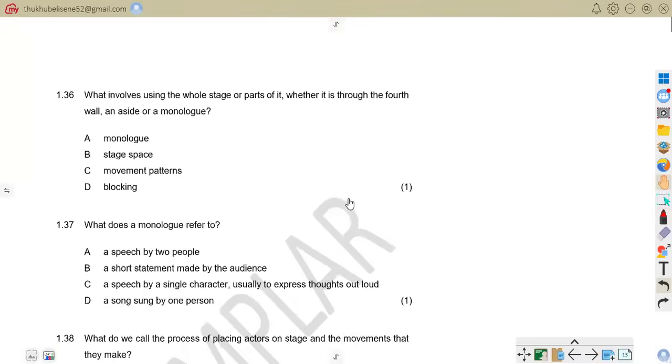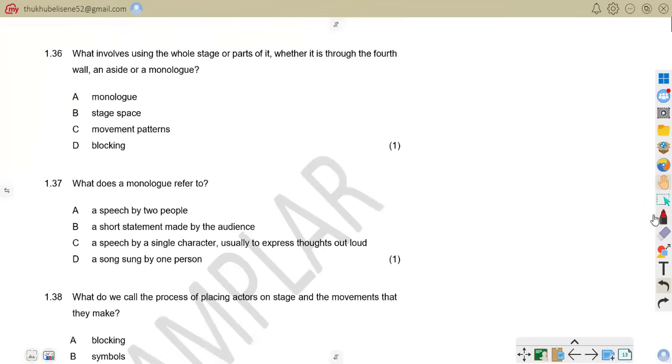So now we come to 1.36. What involves using the whole stage or parts of it, whether it is through the fourth wall or aside or monologue? The correct answer for 1.36 is C.